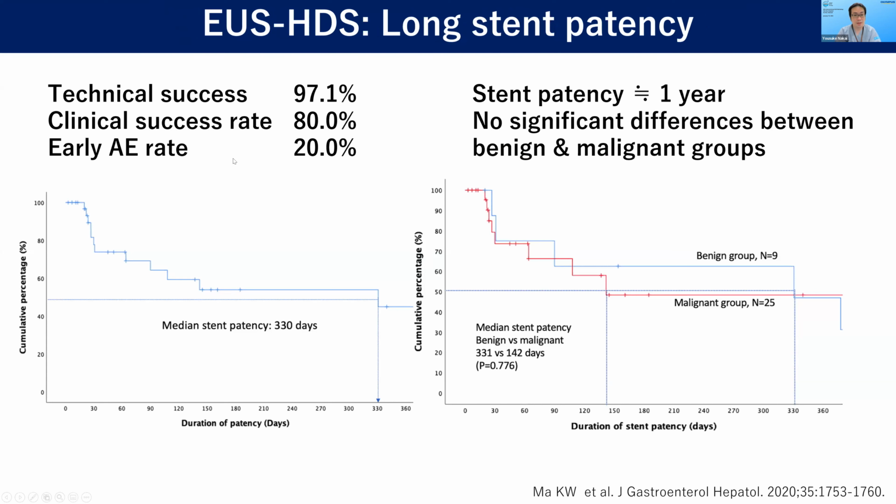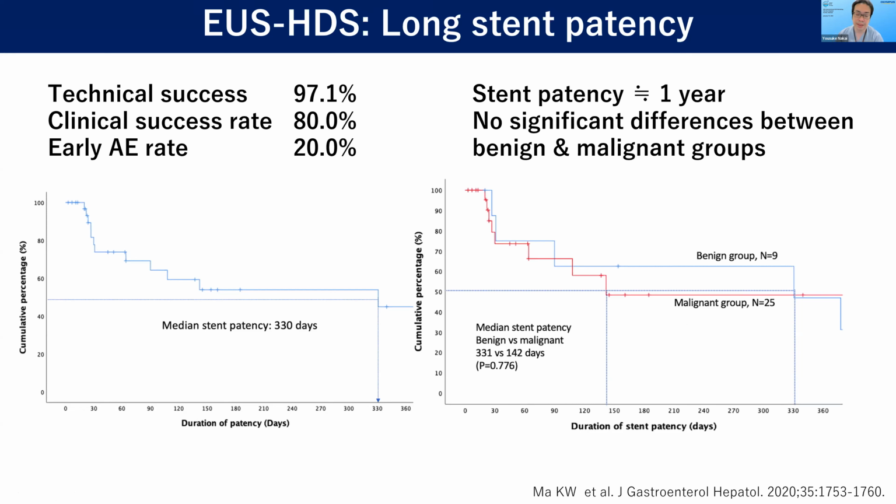And this is long-term data after hepaticoduodenostomy. This is a report from Korea. They are experts of hepaticoduodenostomy, and the technical success rate was more than 95%, and the clinical success rate was again about 80%. And the adverse event rate was slightly higher in the hepaticoduodenostomy, about 20%. And if you look at the stent patency, it's about 1 year, so it's quite long. And they compared benign and malignant strictures, and both have a very long stent patency.